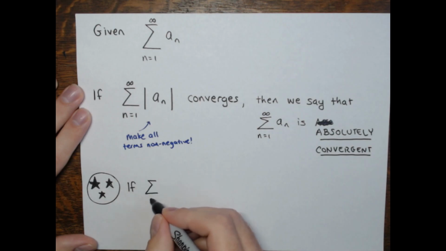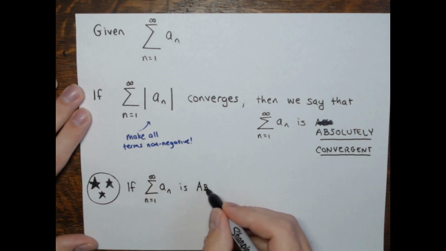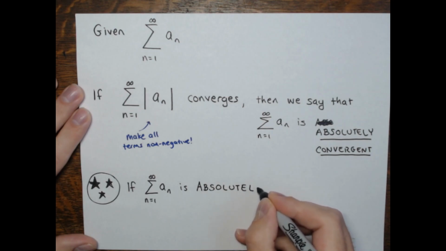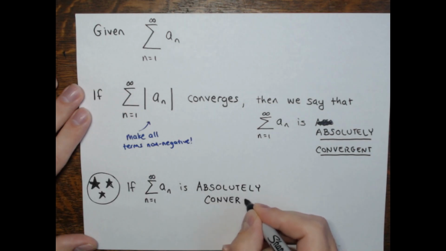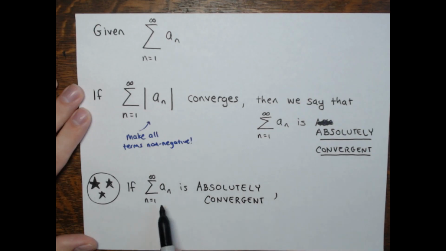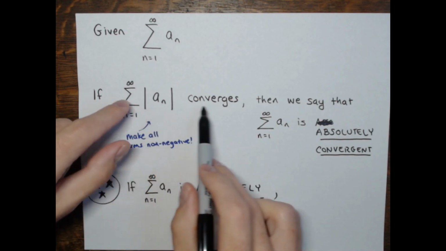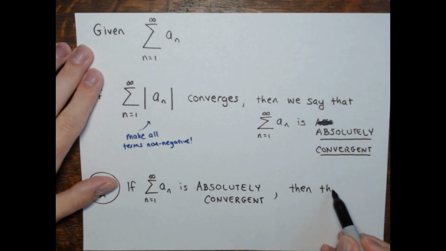If a series we're given is absolutely convergent, meaning I make all the terms non-negative and the series of non-negative terms converges, then the series will converge. The original series, the one we were given, will converge also.